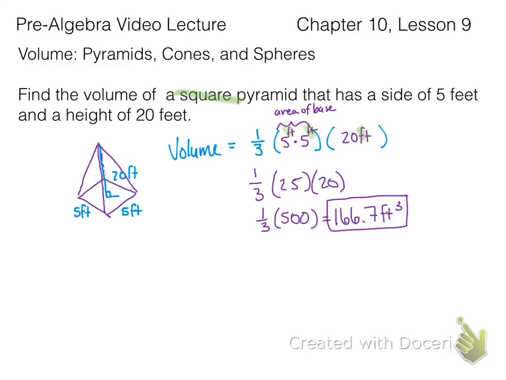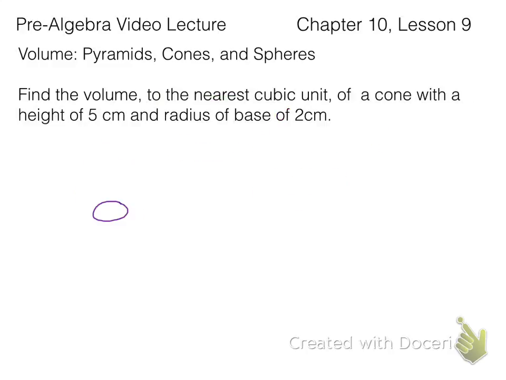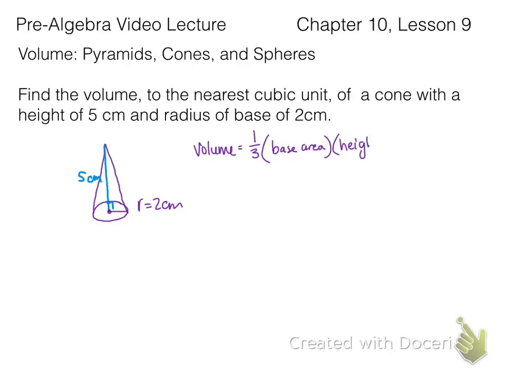And again, this was rounding, so it's approximately 166.7 feet cubed. All right, now let's deal with a cone. Well, the cone has a height of 5 centimeters and a base radius of 3 centimeters. So how do we do this? Well, we're going to do 1/3 times the base area times the height. Well, the base area is pi r squared. The height is 5 centimeters.